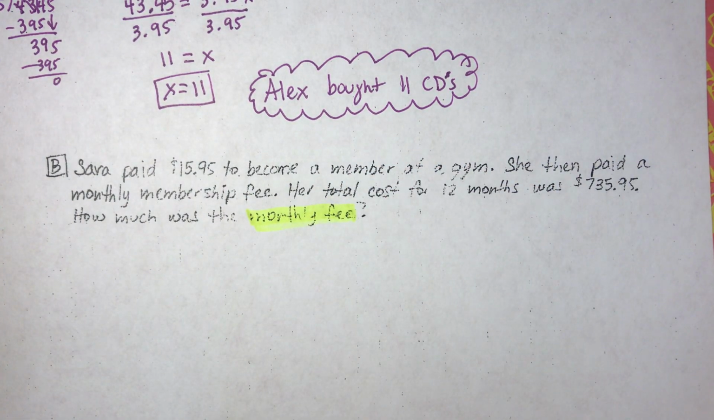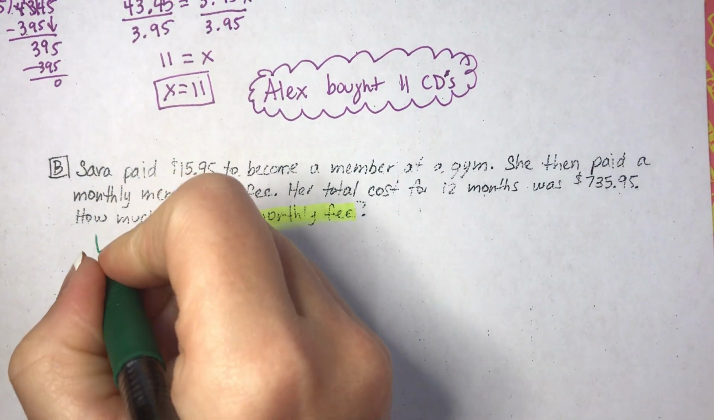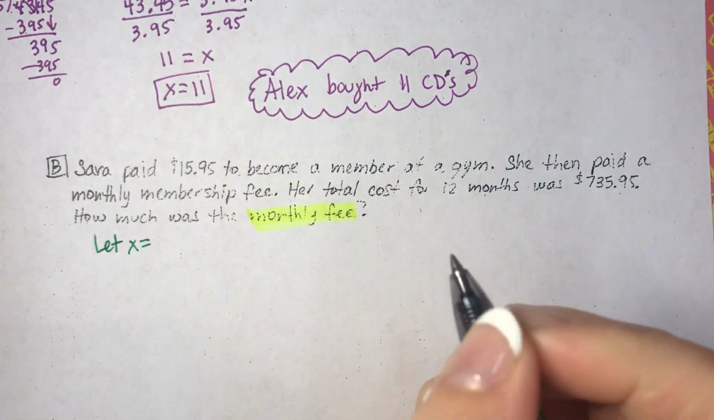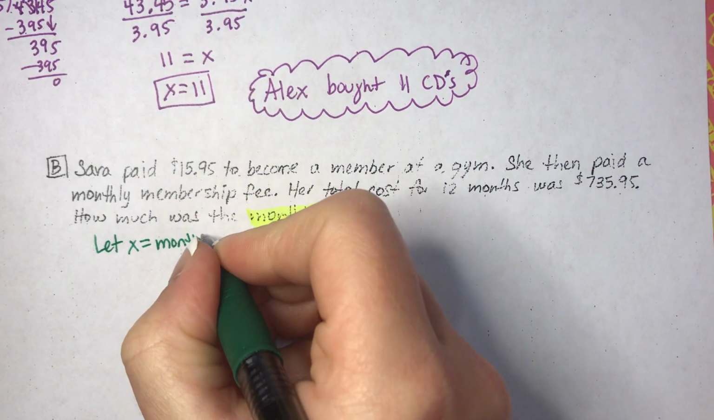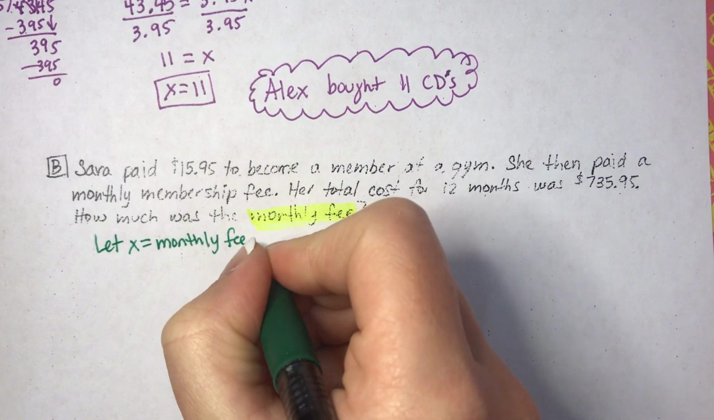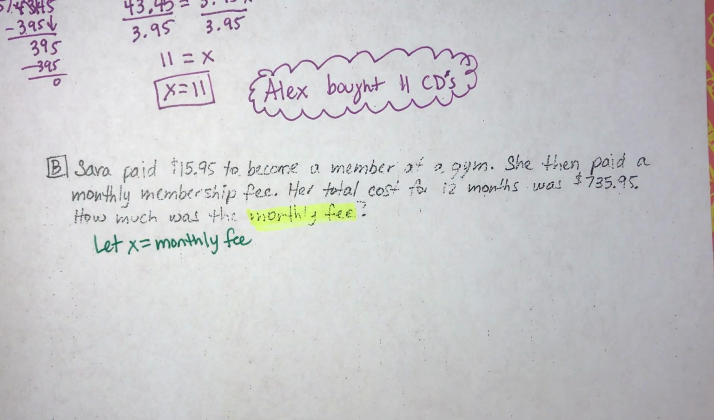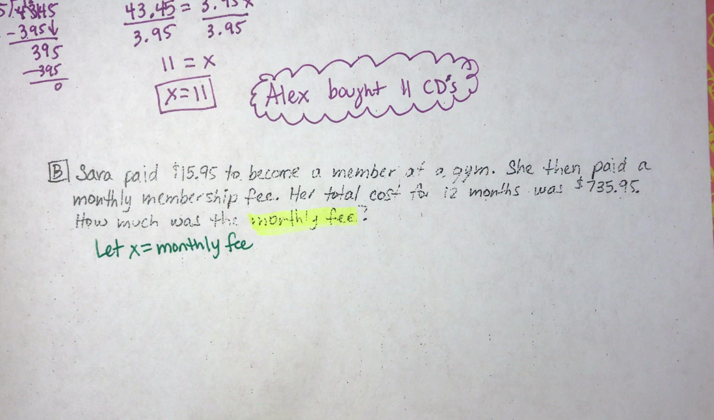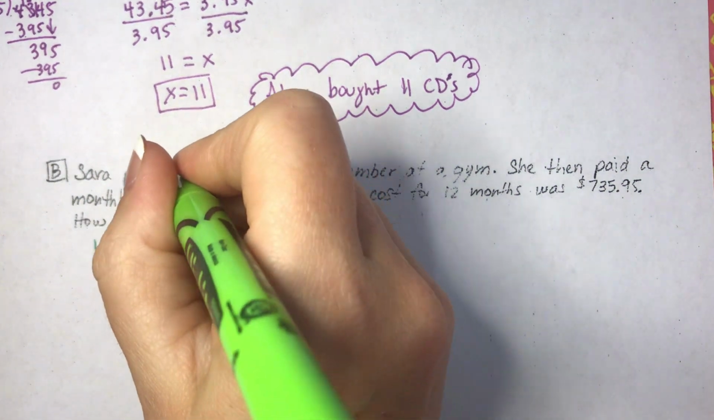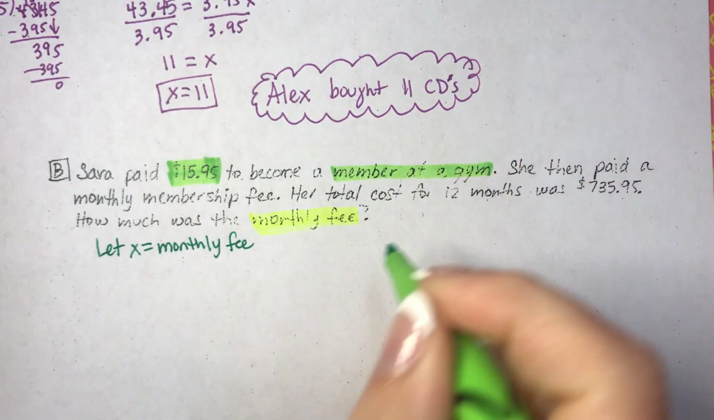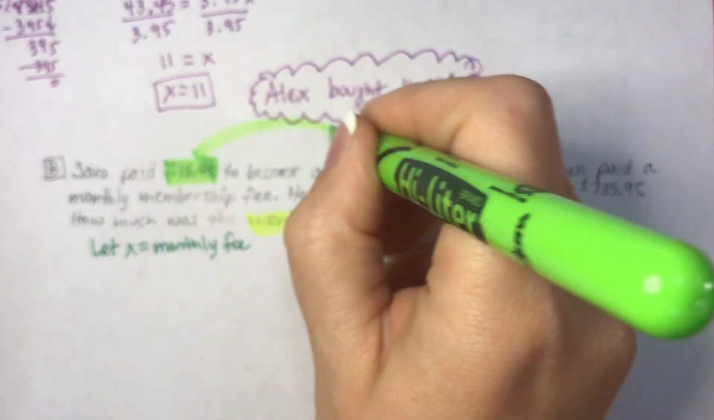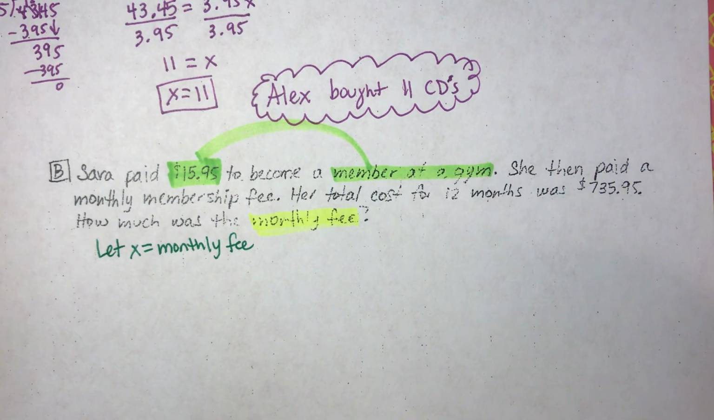We don't know that monthly fee, so that's going to be our variable. So let's go ahead and let X equal the monthly fee. Monthly fee. Perfect. Okay, again, let's go ahead and highlight all of the important information. So first, Sarah paid $15.95 to become a member of a gym. So $15.95 to become a member of a gym. Okay, that's an important piece of information. Those two are connected, right?